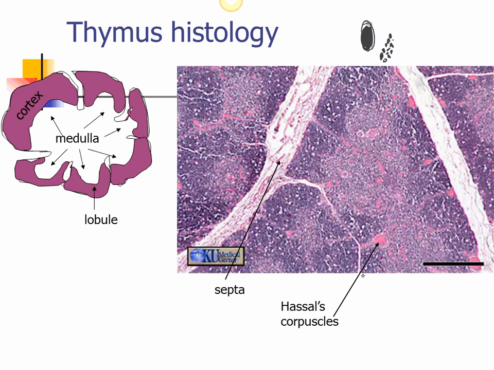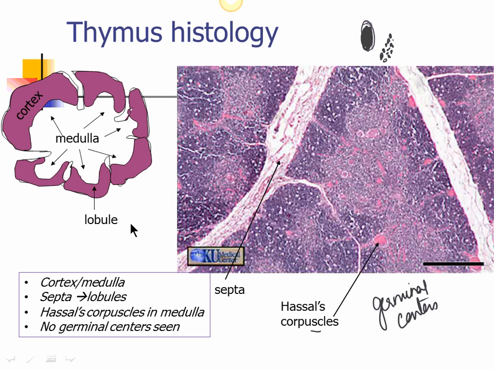One thing very characteristic of the thymus is that you have Hassall's corpuscles. Another thing is that you do not see any germinal centers. In a later slide, when we talk of another organ, we'll talk about what germinal centers are. But in the thymus, you do not see any germinal centers. So here again, just a review. You have cortex and medulla, septae dividing it into lobules. Hassall's corpuscles are seen in the medulla, but no germinal centers. The cortex is much darker than the central medulla. So the characteristic features are the Hassall's corpuscles and this cortex and medulla.